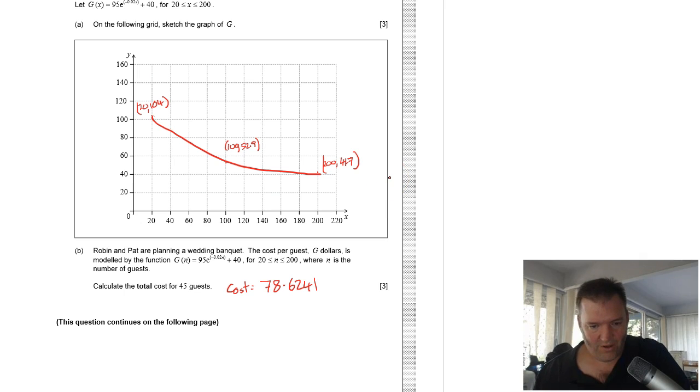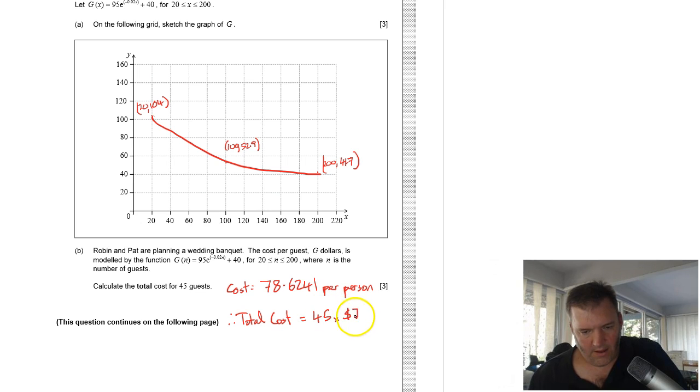So that's the cost per person. I've got to write that down there. Per person. Pretty sure there's an R in person. Oh, that's pretty ugly. Rub that out and try again. Per person. So what would my total cost be? 45 multiplied by 78.6241. And we can get our total cost in dollars that way.